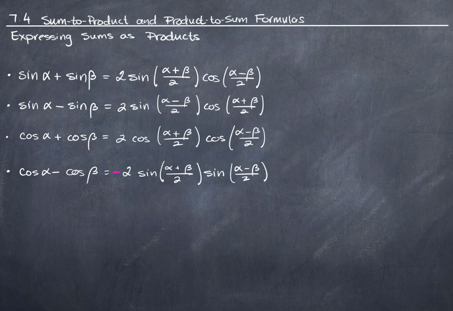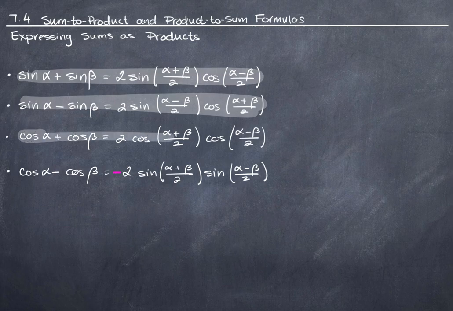It's the only minus sign in all 4 of the formulas, so it's really easy to forget about it. It's the one that's the difference of 2 cosines. That minus sign does not occur in the difference of 2 sines. So it's really important to remember that. I would write all of these down on your note card. This is another group of formulas that you're going to need to be familiar with. 1, 2, 3, 4. And let's take a look now at how you might use them.